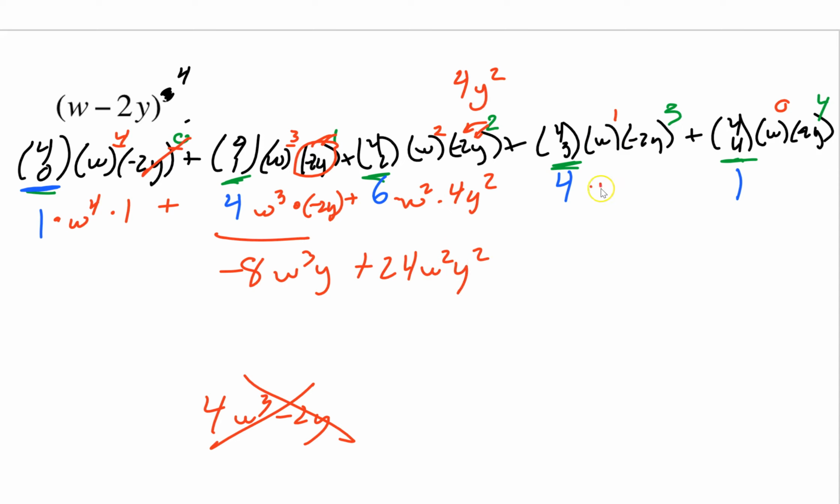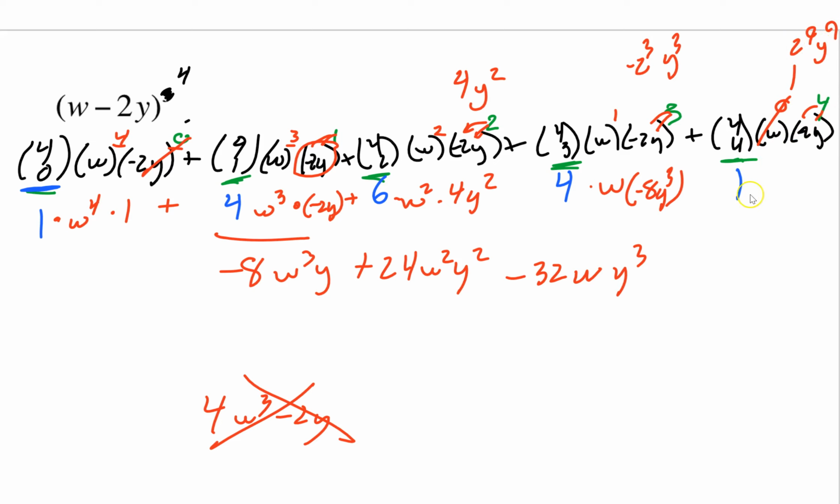Over here, w to the first. That 3, watch it, goes to all of them. Negative 2 cubed, y cubed. So I get negative 8 y cubed. And again, all being multiplied. So negative 32 w y cubed. Anything to the 0 power is 1. That 4 goes to both of them. So 2 to the 4th, y to the 4th. 2 to the 4th is 16, y to the 4th. All being multiplied. So positive 16 y to the 4th. And then right here, all being multiplied, w to the 4th.